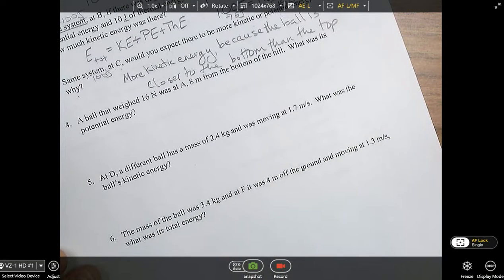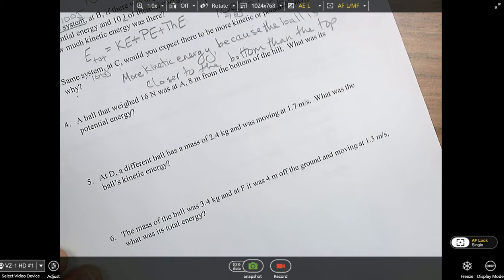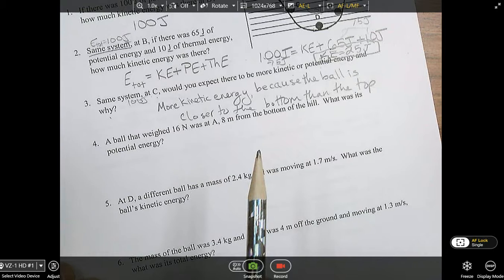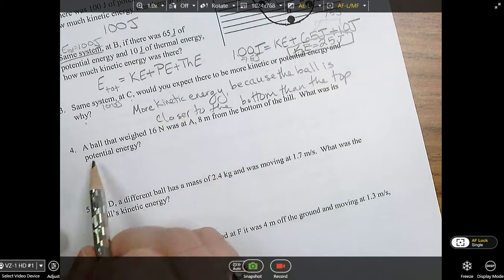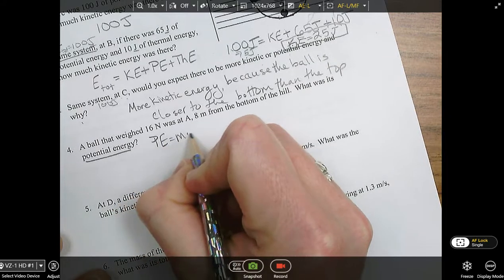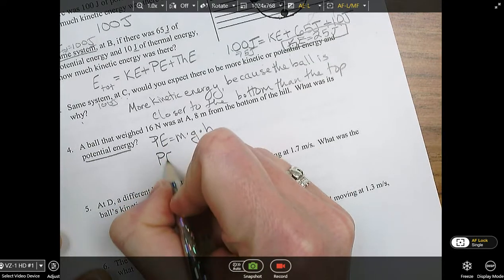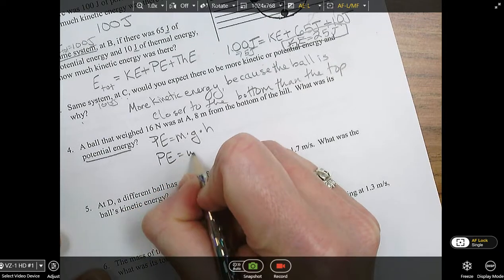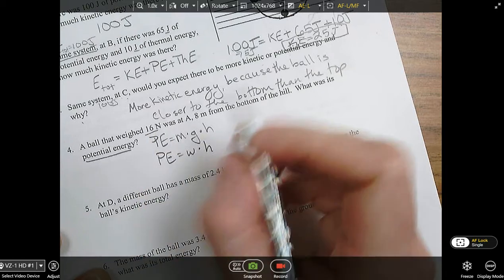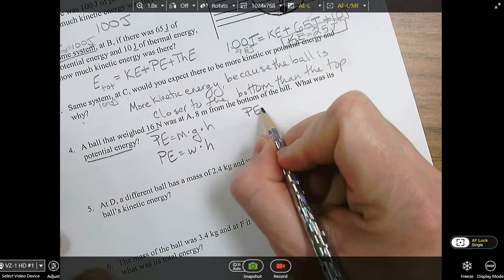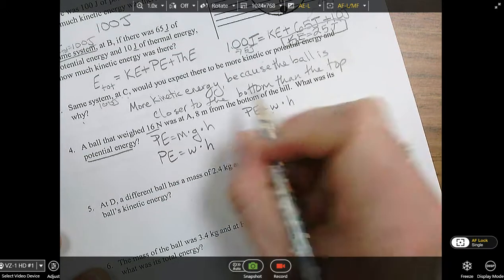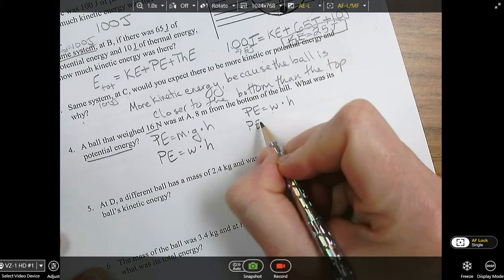Number 4, a ball that weighed 16 newtons was at 8 meters from the bottom of the hill. What was the energy? So we need to look at potential energy. We need to decide which of these two equations we need to use. So take a minute, think, what have you been given? Well, we're given newtons. So we need to use energy equals weight times height because newtons is the unit for weight.